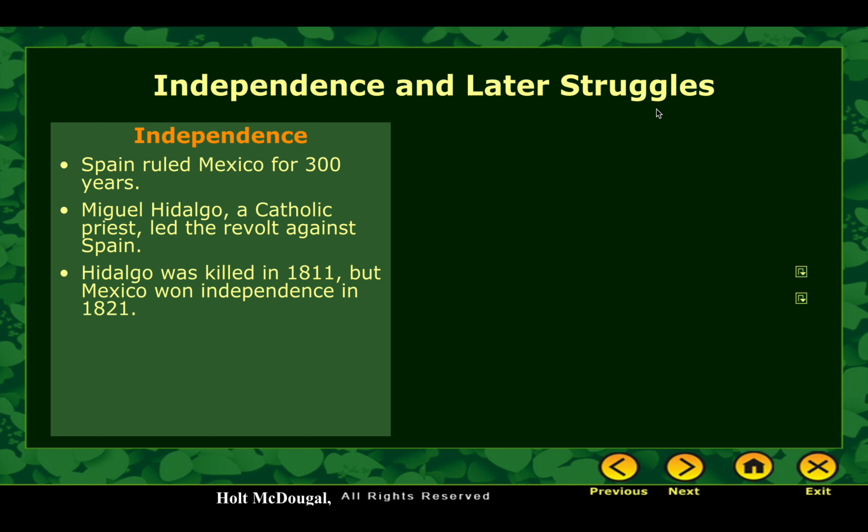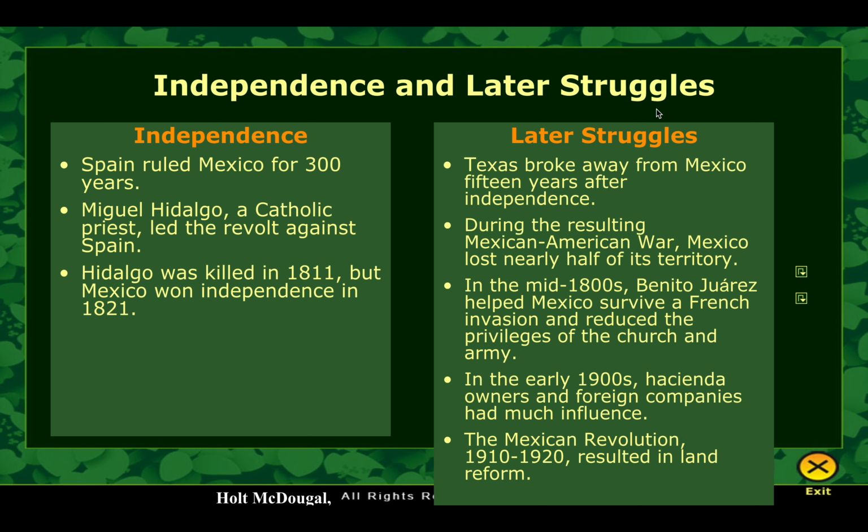Spain rules Mexico for about 300 years. Miguel Hidalgo, who's a Catholic priest, is going to help lead the revolt against Spain. He was killed in 1811, but Mexico did win their independence about 10 years later in 1821. As time goes on, they win their independence, but then Mexico is going to struggle a little bit more. Texas is going to break away 15 years later. Texas becomes its own country. Eventually, it becomes part of the United States, but it breaks away from Mexico first, and that's the result of the Mexican-American War. And when that Mexican-American War happens, half of Mexico is going to be lost to the United States.